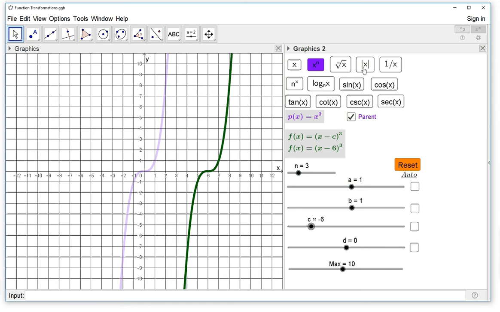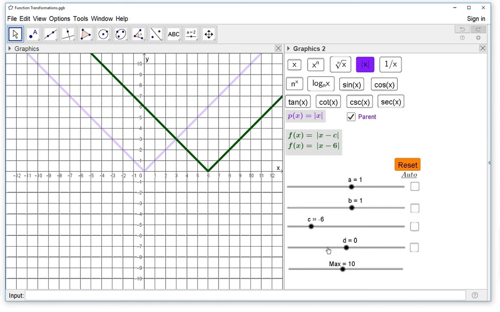Let's do absolute value. Let's make c equal to negative 8. We can see that the transformed graph shifts 8 units to the right from the parent graph when c is negative 8.